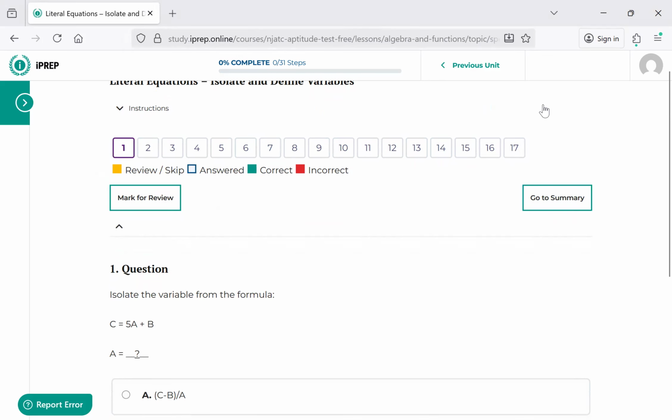Okay, when they say literal, they literally mean different letters, and you just have to isolate a certain letter. In the other problems, you're used to only seeing one letter like X, A, or B. But this one has different letters and we have to isolate a letter. In question one, we have C equals 5A plus B, and we must find A. As you can see, they don't give you any values. They just want you to isolate. That's it.